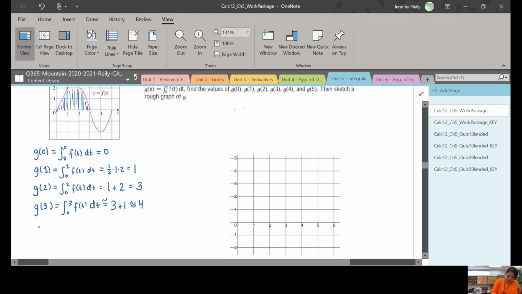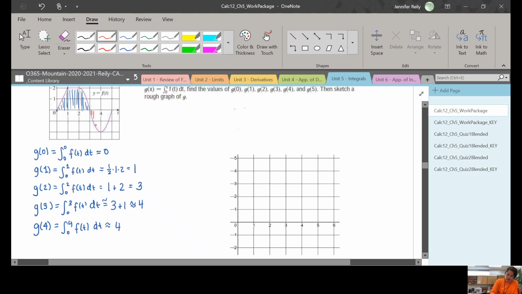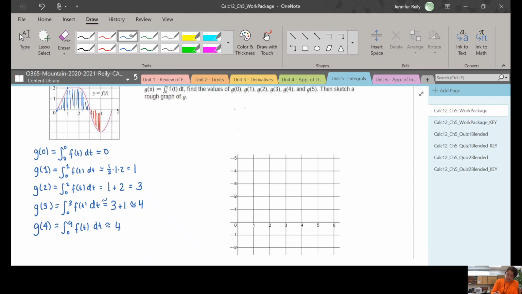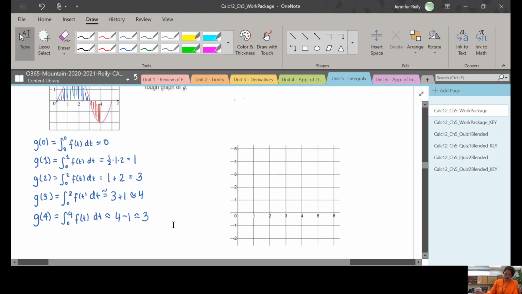Okay. G of 4 is the area from 0 to 4 of f of t dt. So now I've got some negative area to add on. So I'll have my 4 that I've already done. I'll use red for negative. The area of that triangle is approximately, well, it's not an exact triangle, so it's approximately 1. So I'll subtract 1. So it's about 3. And lastly, I'm going to subtract another negative rectangle, to get g of 5. So 3 minus 1 is approximately 2.